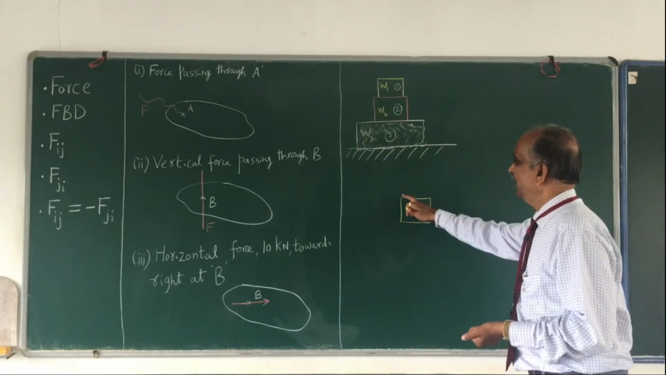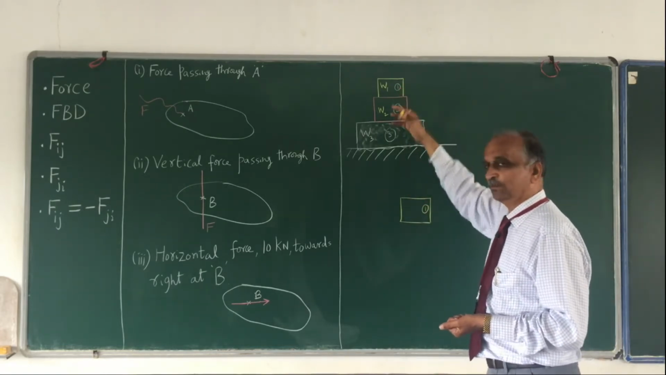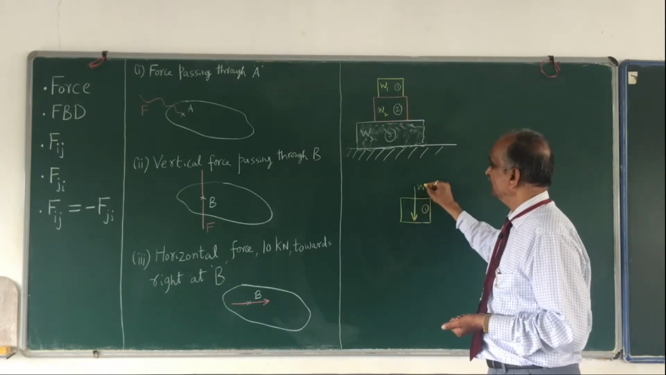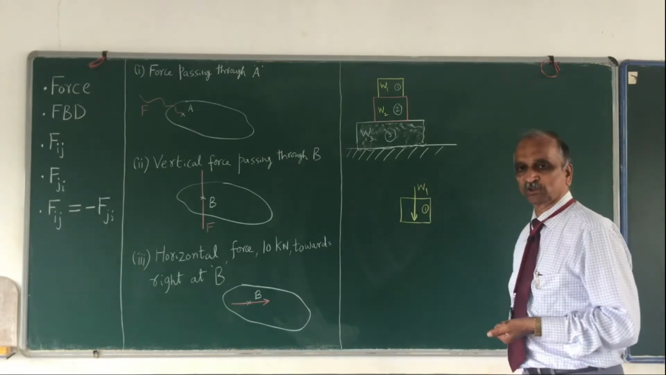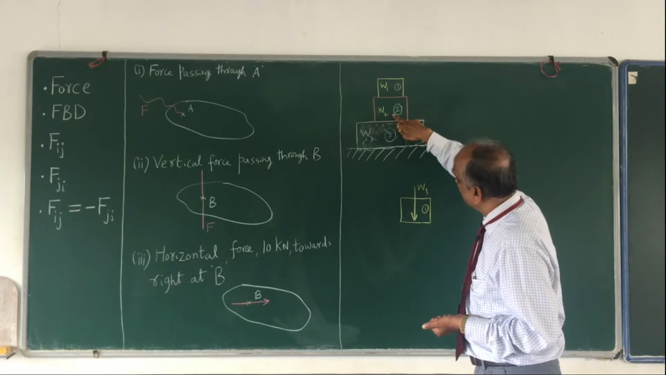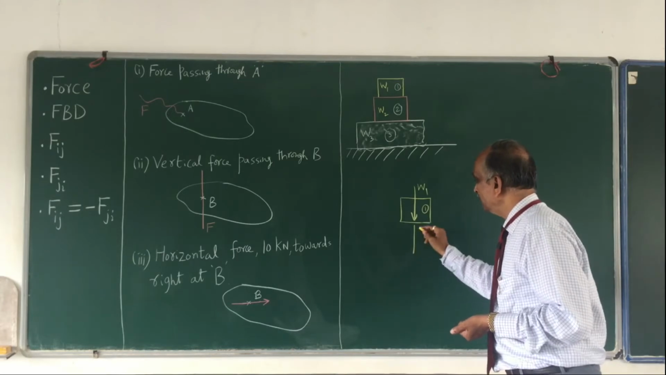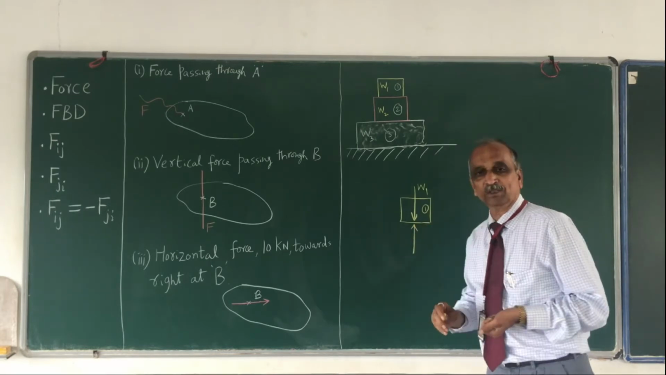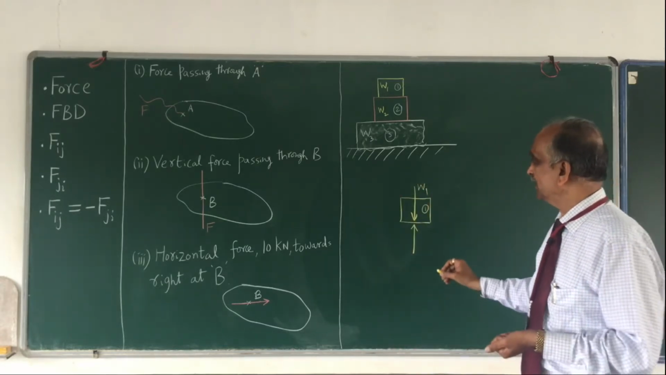So I have isolated body number 1 and show the effect. What are the forces that are acting? I know that the weight will be acting vertically downwards. This is W1, like the external force. Now there is an effect from 2 acting on 1. In what direction will it be? Since it has to remain in equilibrium, this force must be in the upward direction, and there are only 2 forces, so they must be equal, opposite and collinear.